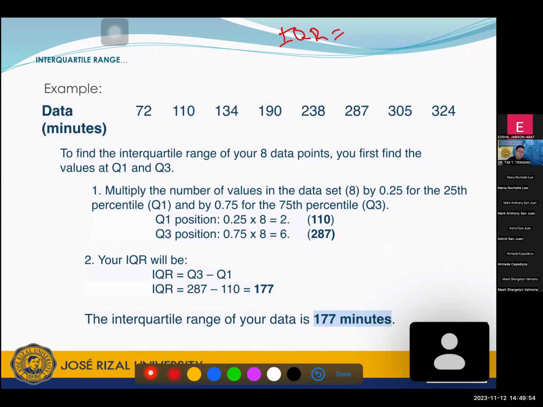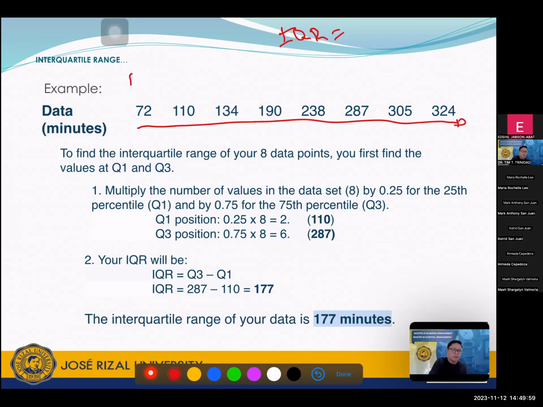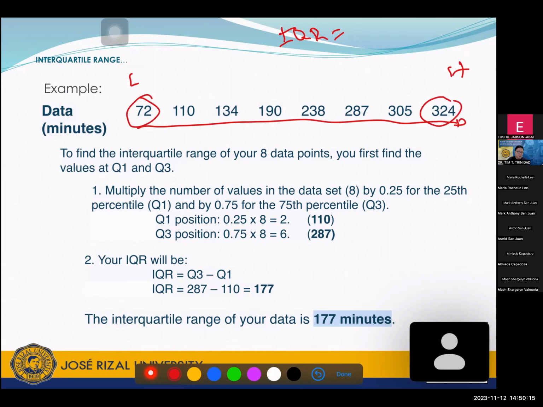The first step is to arrange them. They are already arranged from least to greatest, from lowest to highest. And then identify the lowest extreme and the upper extreme. The lowest extreme here is 72, and the highest extreme is 324. And then next is to find the median. The median here is between 190 and 238.